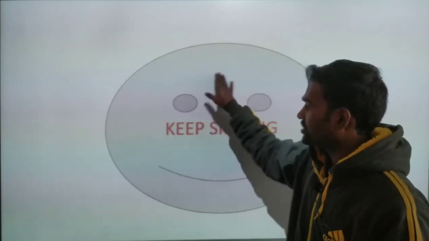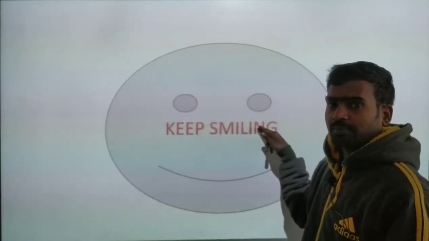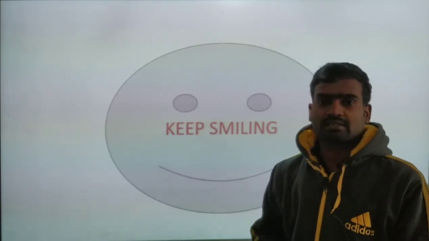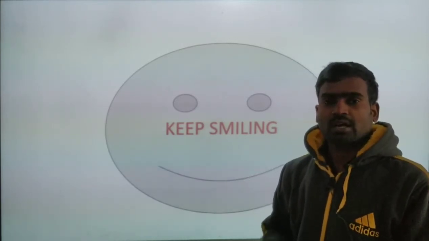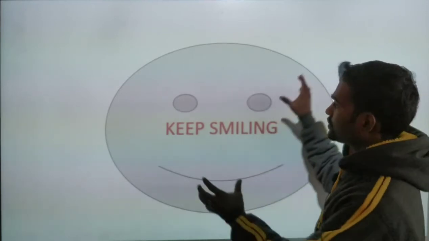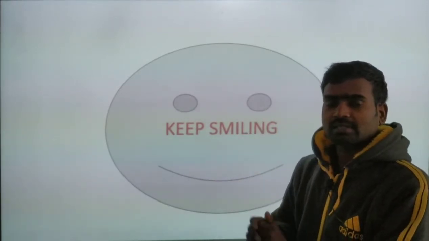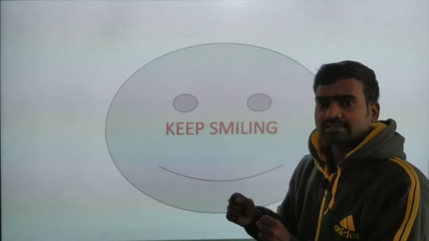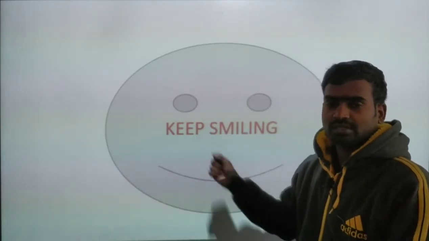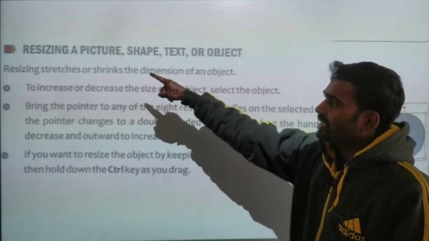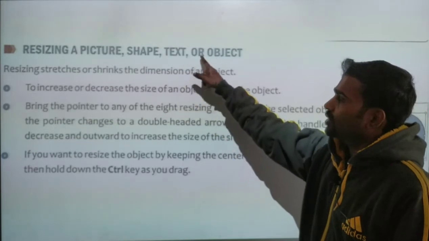So this image keeps adding shape and typing, keep smiling text. We have seen in the last class how to add it and how to do that. And today we are going to see how to resize. Resize means how to make this shape smaller or bigger in size. That's what we are going to see today, right? Let's go now. Resizing a picture, shape, text or object.